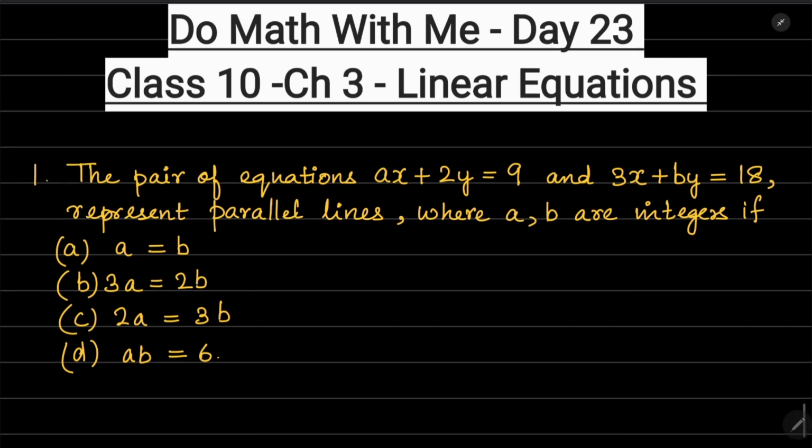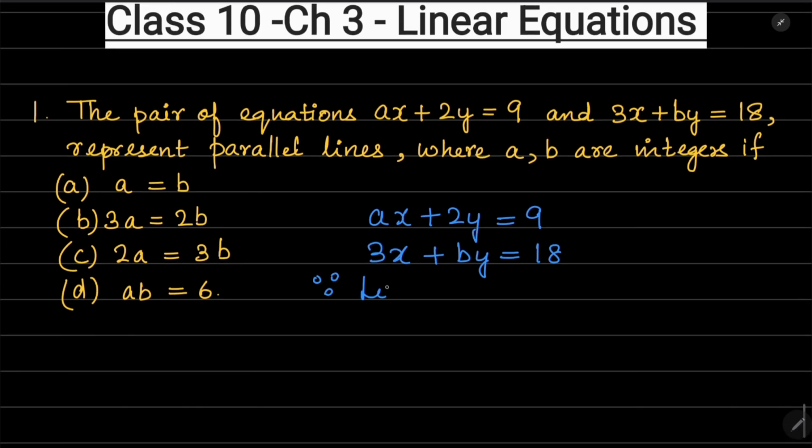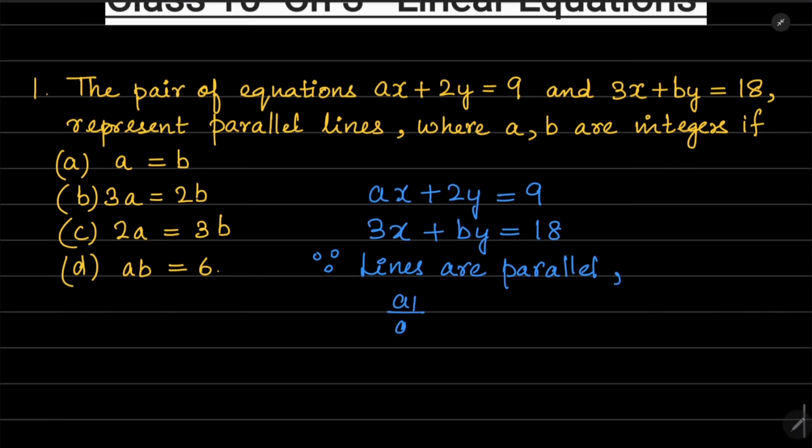First of all, let's write whatever is the given equation. So ax plus 2y equal to 9. This is the first equation. The second equation is 3x plus by equal to 18. This is your second equation. Now, since the lines are given as parallel, you need to recollect what is the condition for parallel lines. That is, a1 by a2 is equal to b1 by b2, but these two ratios are not equal to c1 by c2. This is something that you have to remember.